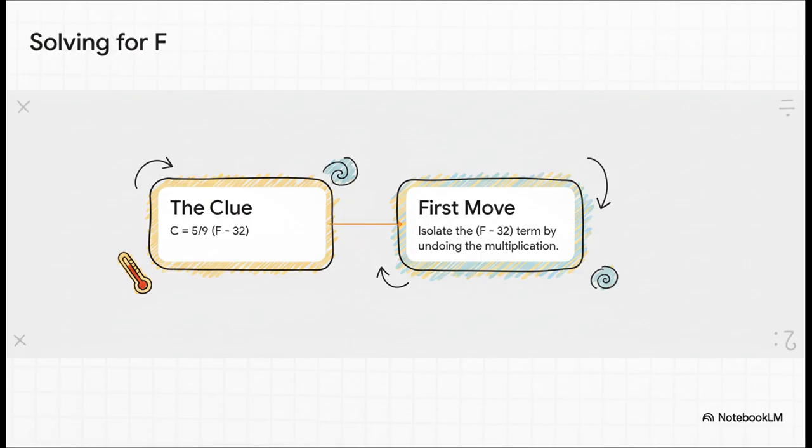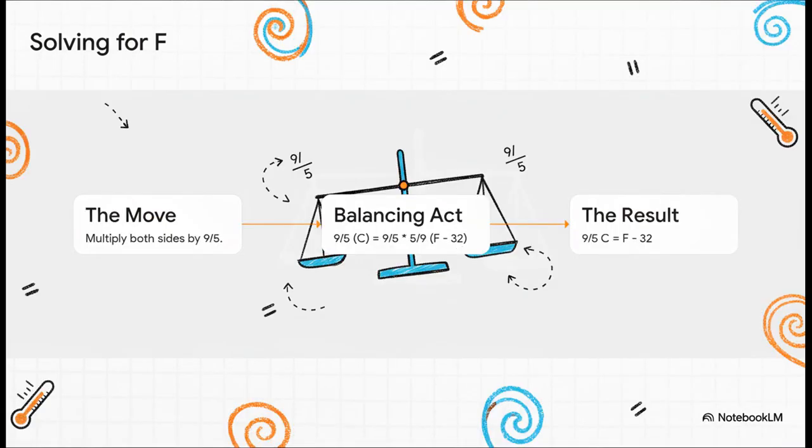We need to undo that multiplication. So how do you undo multiplying by 5/9? Well, you do the opposite. You multiply by its reciprocal, which is just 9/5. And, of course, our golden rule. Whatever we do to one side, we have to do to the other. So we multiply both sides by 9/5.